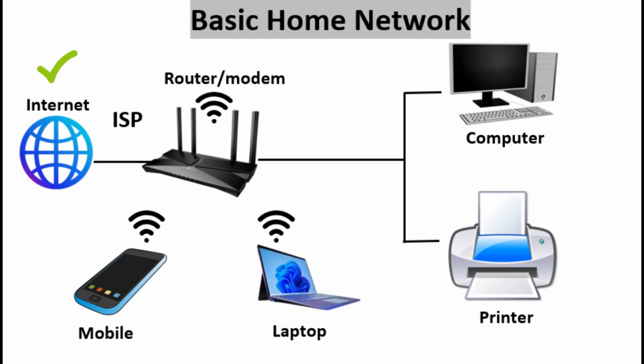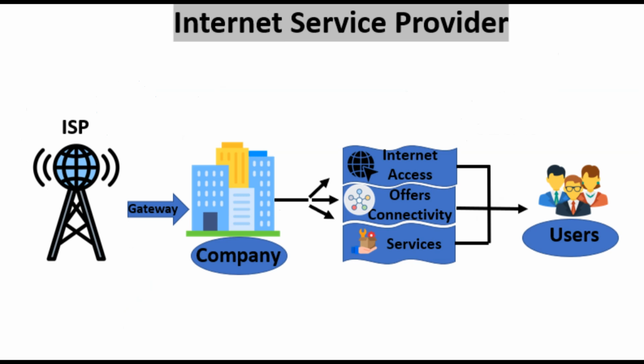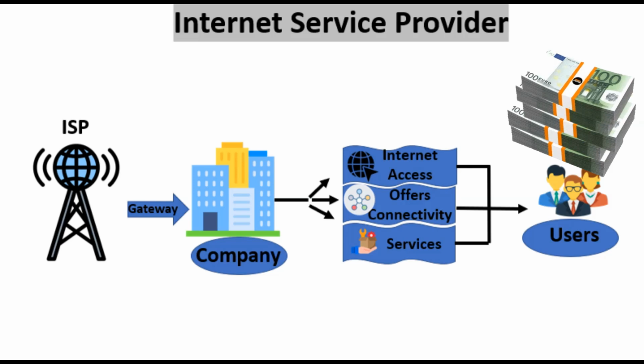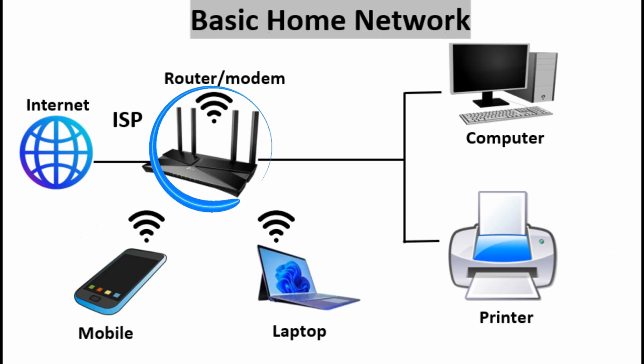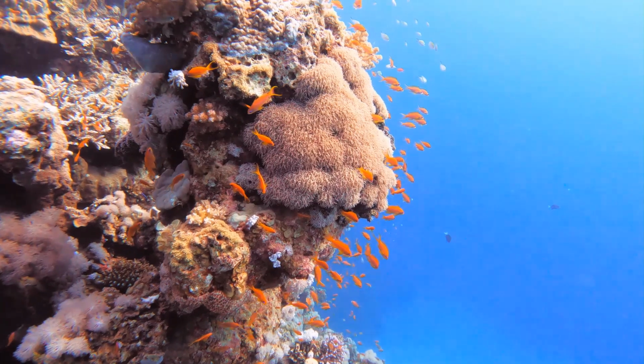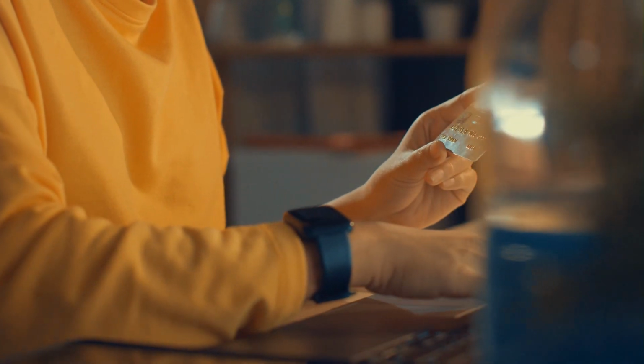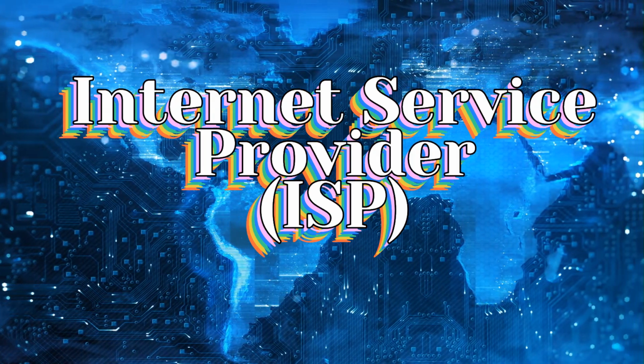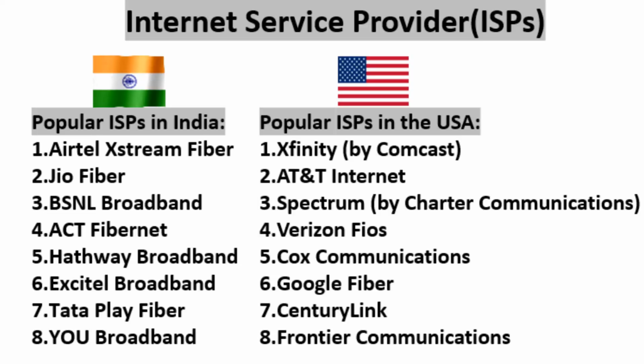Let's see how we are connecting to the internet. A special cable from the ISP is provided to homes and offices, enabling internet access. An ISP, Internet Service Provider, is a company that supplies internet access to users. When you pay for an internet plan, your router connects to the ISP's network, allowing access to websites, videos, and online services. There are many ISPs worldwide. These are the popular ISPs in India and the USA.